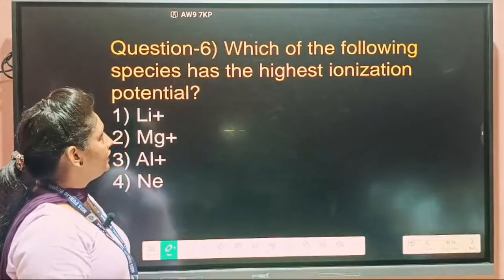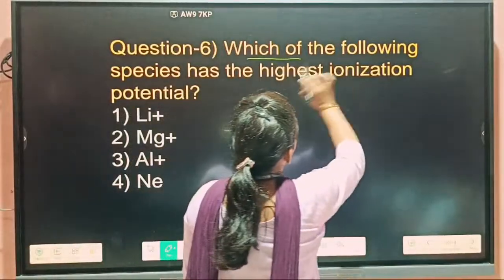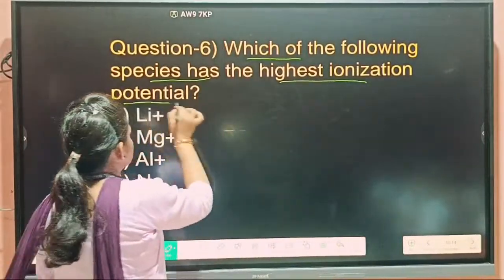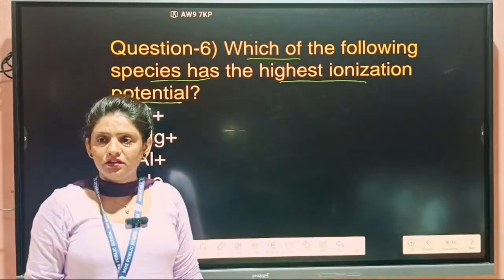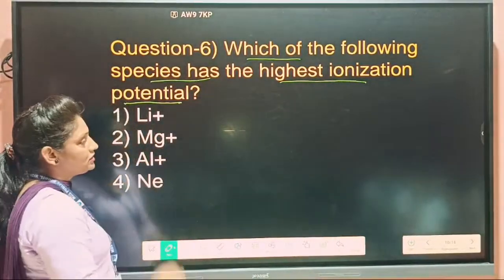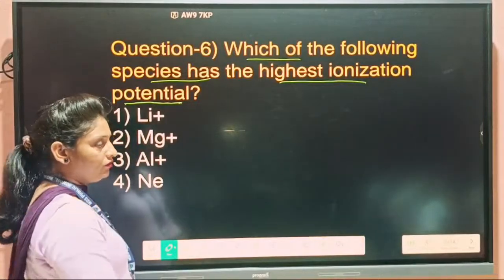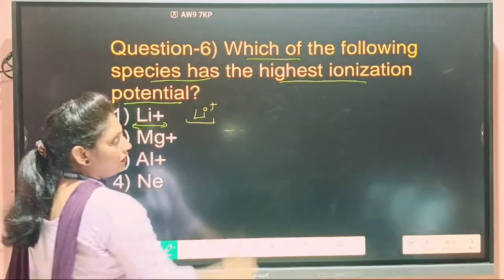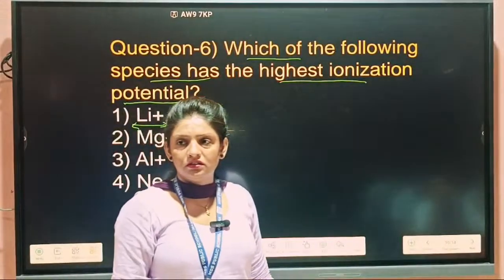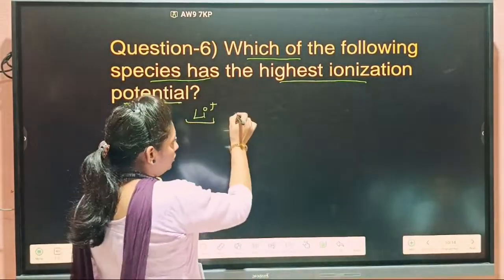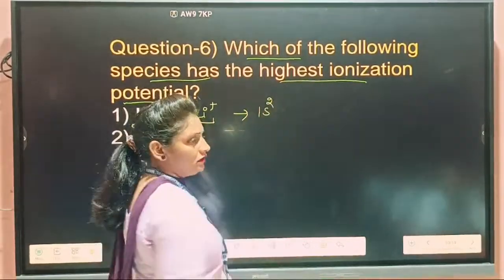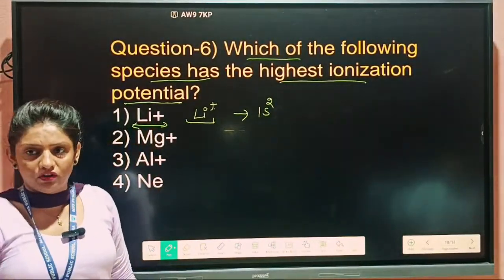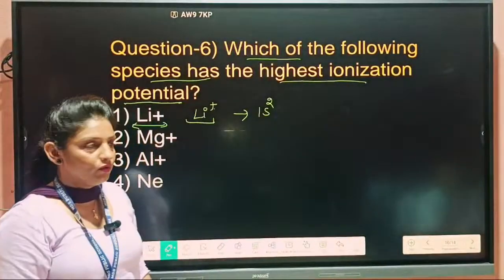Then question number 6, students. Which of following species has the highest ionization potential? Tell me which one has highest. What is the configuration for Li plus? Lithium, what is the atomic number? 3. So 1s2, 2s1. But it has lost its one electron because it exists in ionic form. So configuration is 1s2.